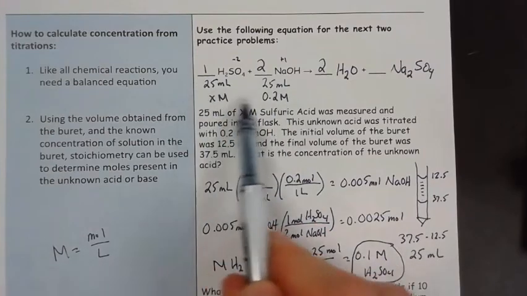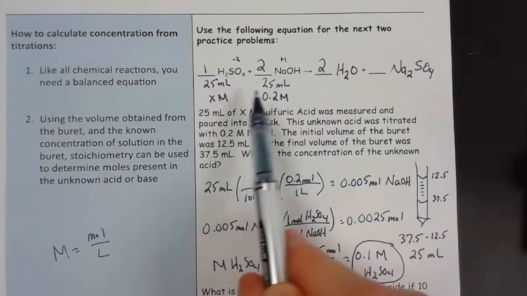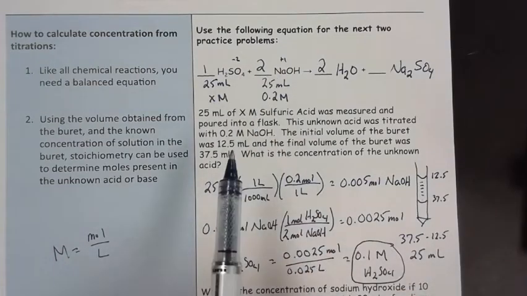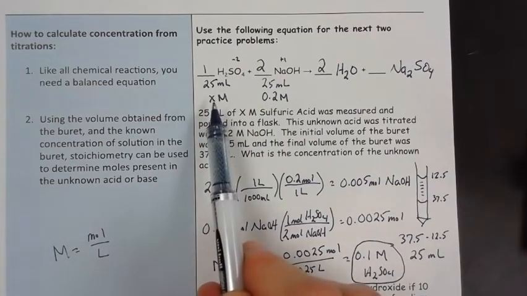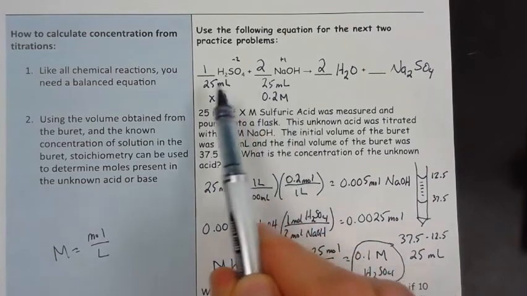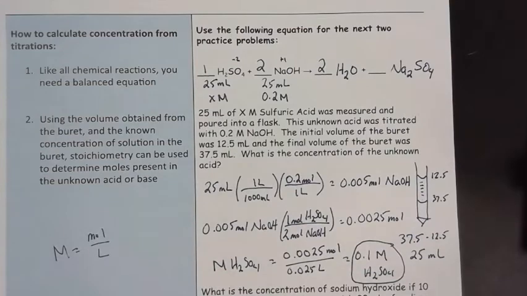So we had equal volumes of both, and this had to have been twice the concentration because we needed twice the number of moles. So it kind of makes sense that this was 0.1 and that one was 0.2 because we used the same volume of both solutions.